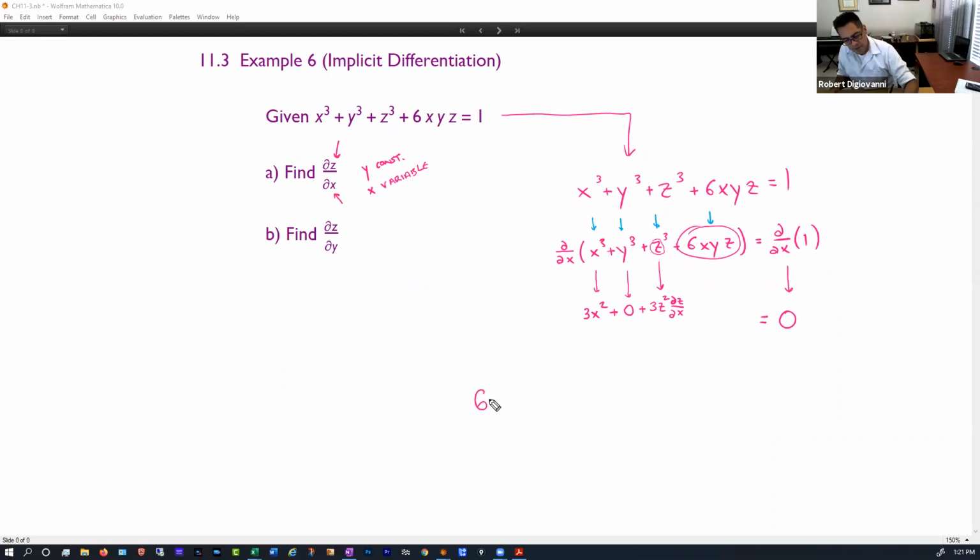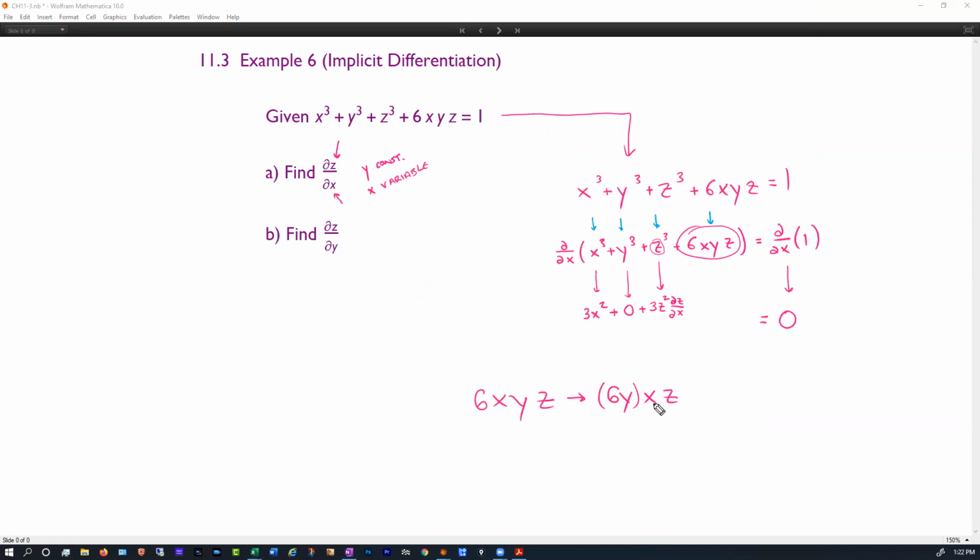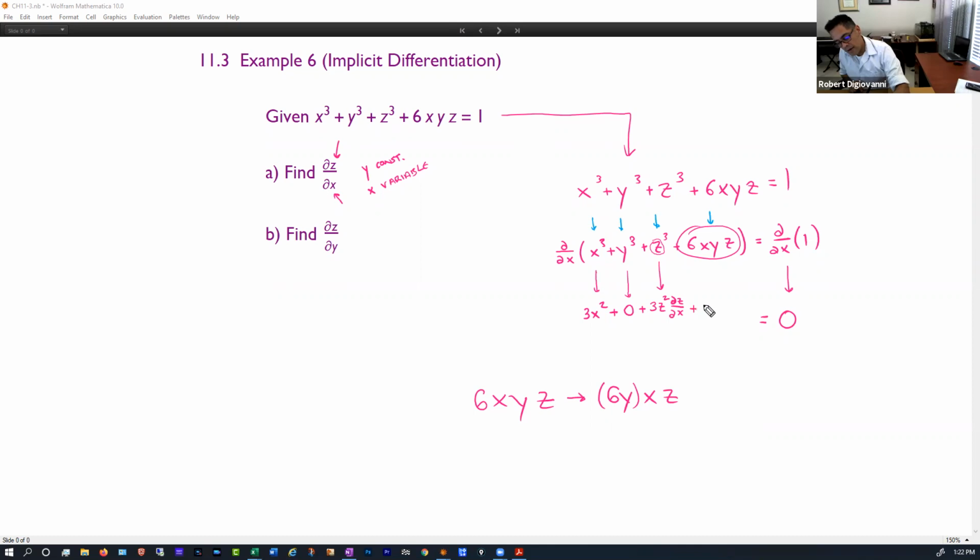Let me write it down here. We have 6xyz, but remember that the y is a constant. So I'm going to bring it out here in front like this. Just remember that's a constant. And when we take derivatives of constants that are attached to functions, they just come along for the ride, right? Daisy, yes? Yes. Okay, so I should have just 6y here. But then I have to be concerned about taking the derivative of x times z. So Daisy, how would you take the derivative of x times z? What rule do you think you're going to need to use?